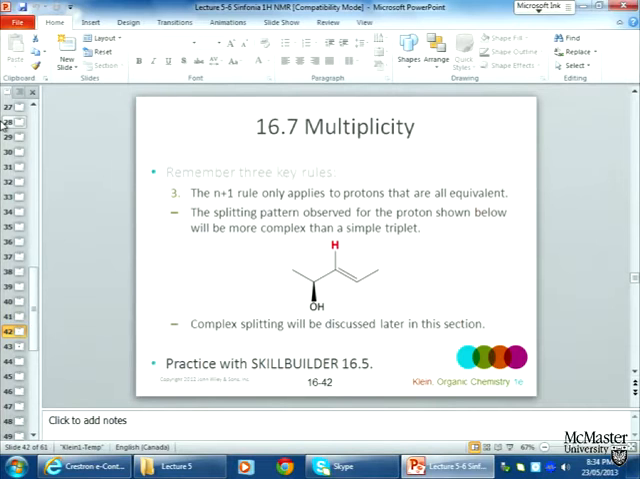The n+1 rule technically only applies to protons that are all equivalent. So the proton shown below will be more complicated than a simple triplet. So the compound on slide 1642, that hydrogen that's in red has a neighbor to the left attached to the hydroxy group, a neighbor to the right attached to the double bond. In general, the influence, the effect of one on the other will be different. What we call the coupling constant will be different, the magnitude of the effect. So in that case, we would have a situation called a doublet of doublets.